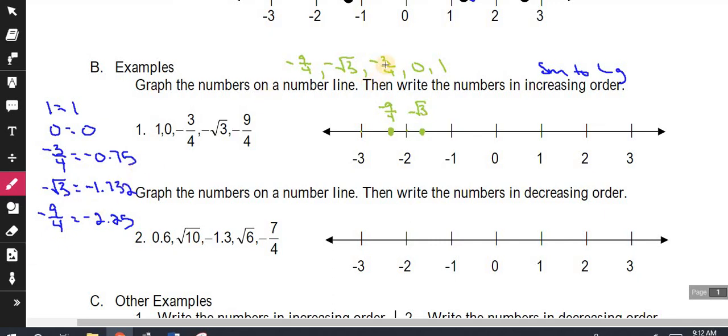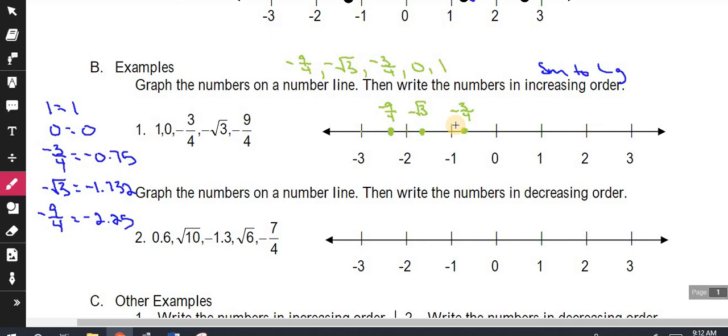Then we've got our negative 3/4, which is negative 0.75. So that's going to be between 0 and negative 1. It'll be 3/4 of the way there. So that'll be about here. So negative 3/4.